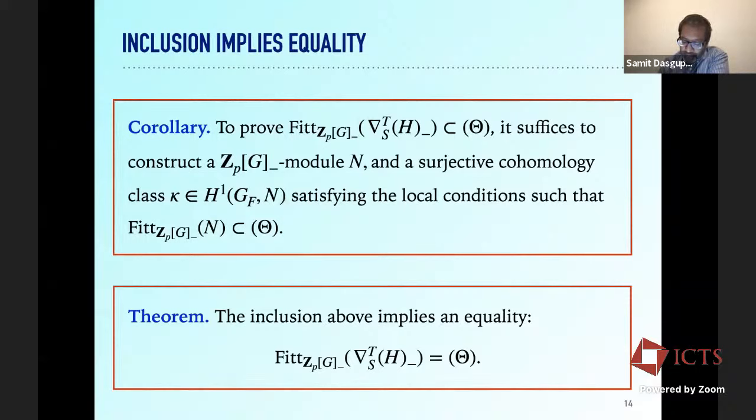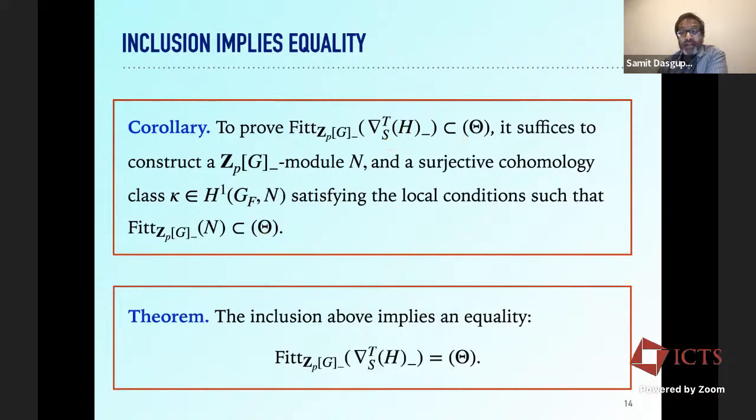And so if you have a surjective map from nabla to N, and the Fitting ideal of N is contained in theta, then by the property of Fitting ideals, if nabla surjects to N, the Fitting ideal of nabla is contained in theta as well. And so that would give us that the Fitting ideal of nabla is contained in theta.